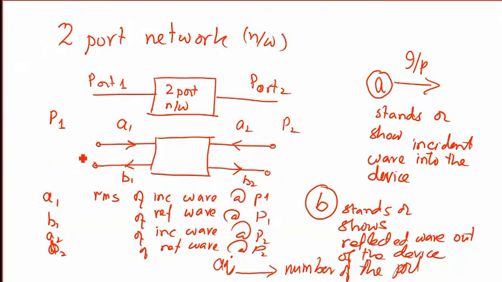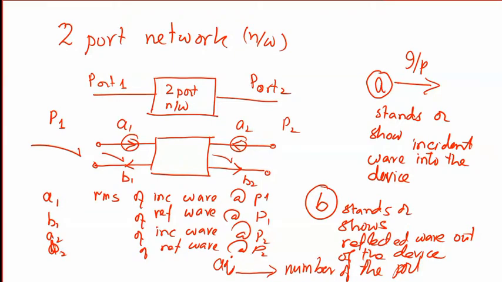So if you see this figure, all the A's are into the device and all the B's are out of the device, basically the reflection or the wave coming out of the device. The direction of A will always be into the device or into the network, and B will always be away or out of the network. Is this clear? Okay, let's go ahead.